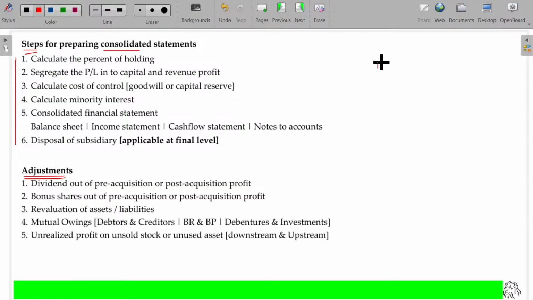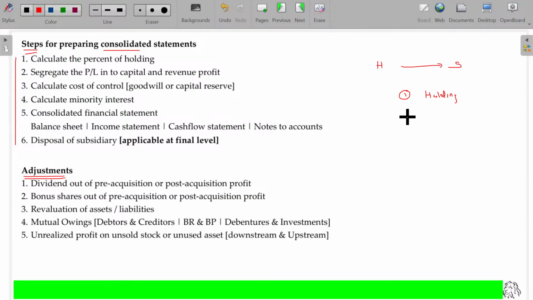So H company holds share in S company. Step number 1, calculate the holding percentage. Minimum 50% share should be held by H company in S company equity shares. Only then H company can control S company. Then what could be the real percentage? It may be 65 or 70%. That you have to calculate: number of shares held by H, number of shares available in S. Based on that you can calculate the percentage of holding to decide whether controlling interest is there or not.